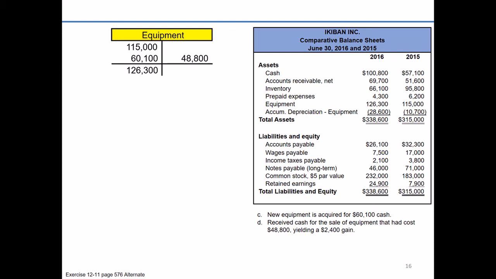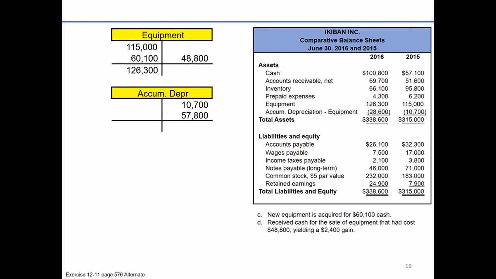That still doesn't answer the question of the cash, but that's one piece of information that we need is what was the cost. I also need to dissect accumulated depreciation. Keep in mind it indicates accumulated depreciation had a credit balance of $10,700 at the end of 2015.